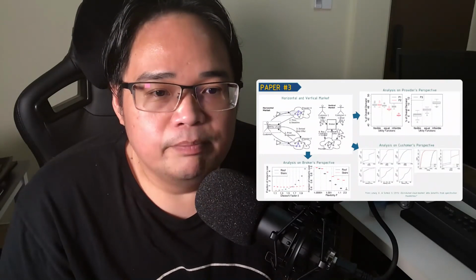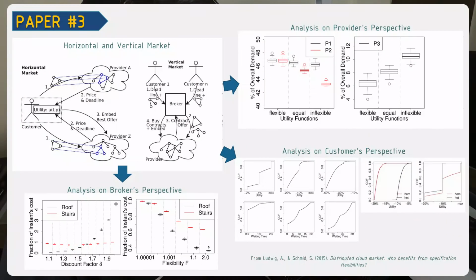So paper 3 can be summarized as follows. Okay, they look into the horizontal and vertical market, an analysis on broker's perspective, analysis of provider's perspective, and analysis on customer's perspective.